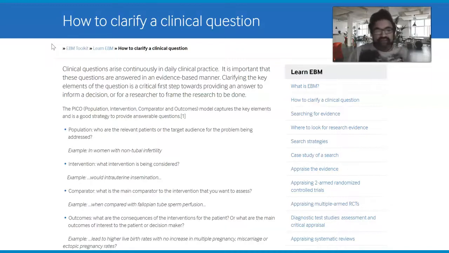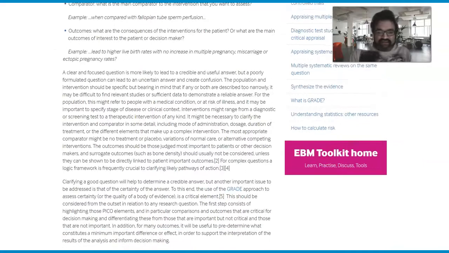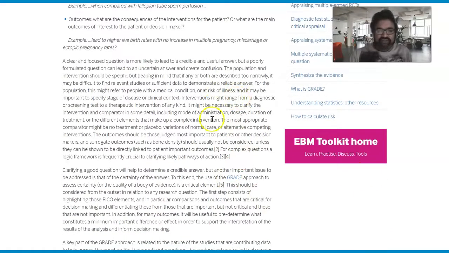So it can be intervention, it can be some sort of exposure, and then the comparison group. So it's really important to be formulating questions using this model. However, there's another model that I want you to be familiar with, and that is the GRADE approach. What the GRADE approach does is it takes this question and extrapolates it into how we can come up with a credible answer.